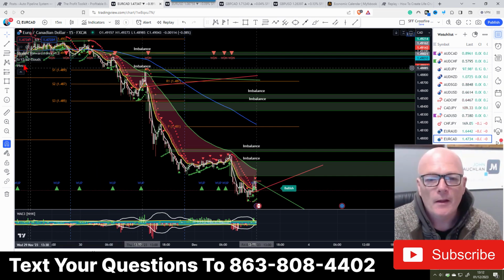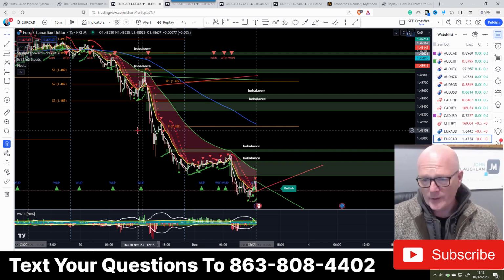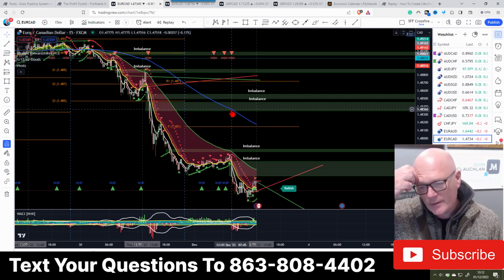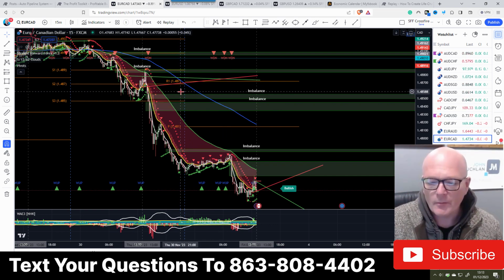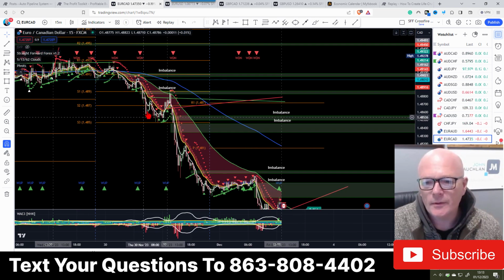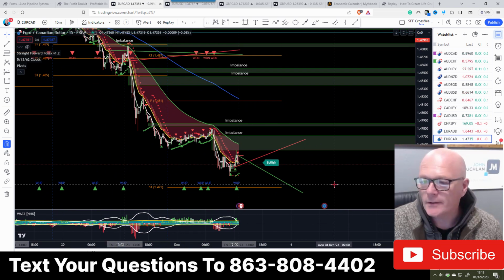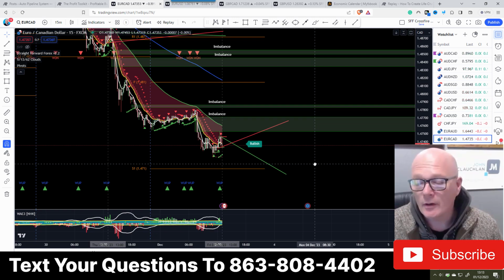I've got the 5, 13, 62 clouds, which gives me an idea of the moving averages. Starting from the top, the blue one is 200, the green is the 62, the 13 is the yellow, and the 5 is the white. It just adds little probability stacks as to whether a trade is going to go in our favor or not, and whether we should take it.